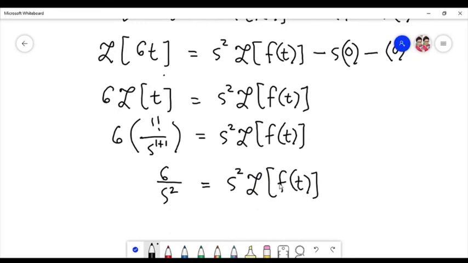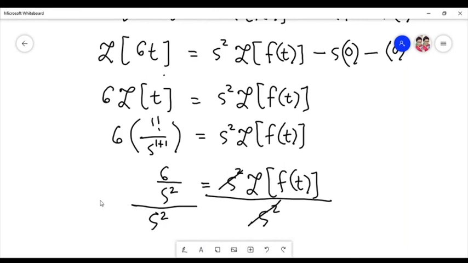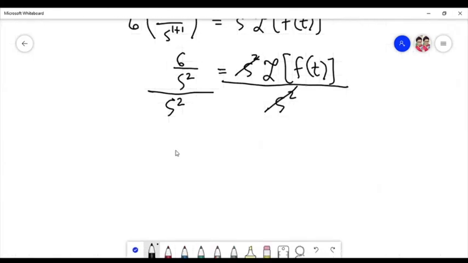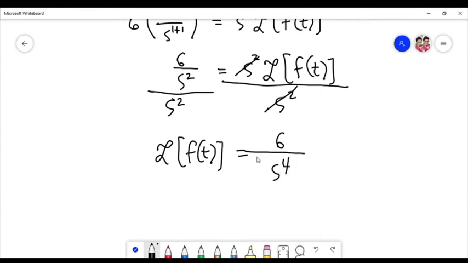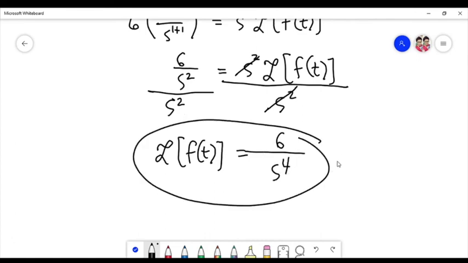Okay, so if we want to solve for the Laplace transform of f of t only, then we need to divide both sides by s squared, so that will cancel out, and what will remain is the Laplace transform of f of t is equal to 6 over s to the power of 4.